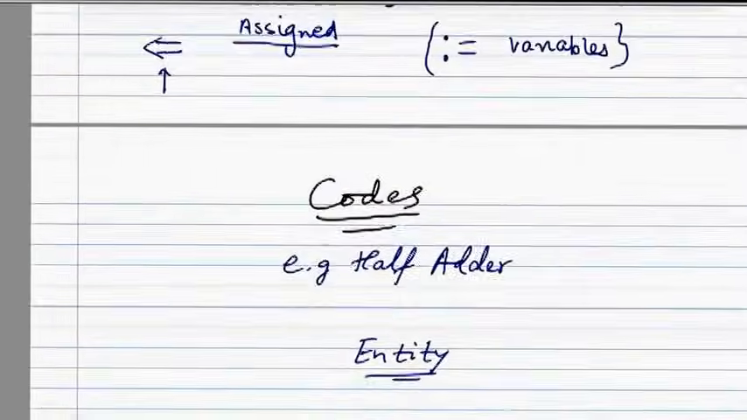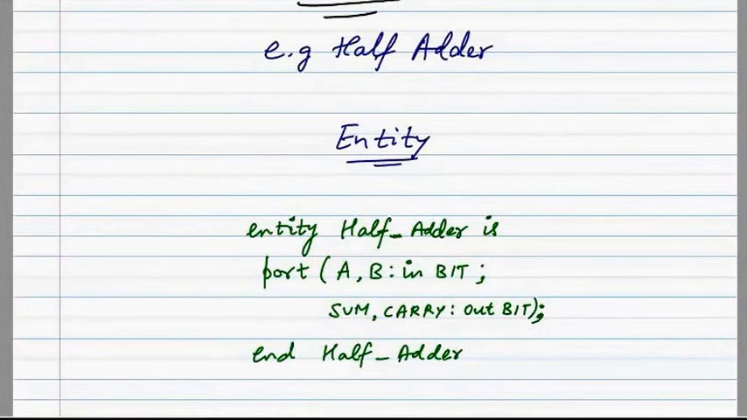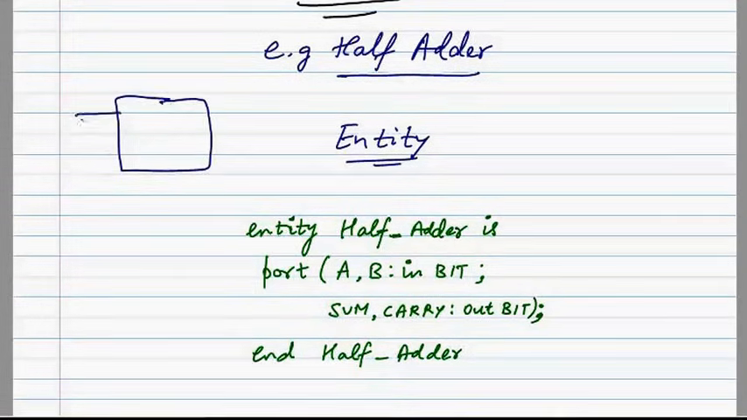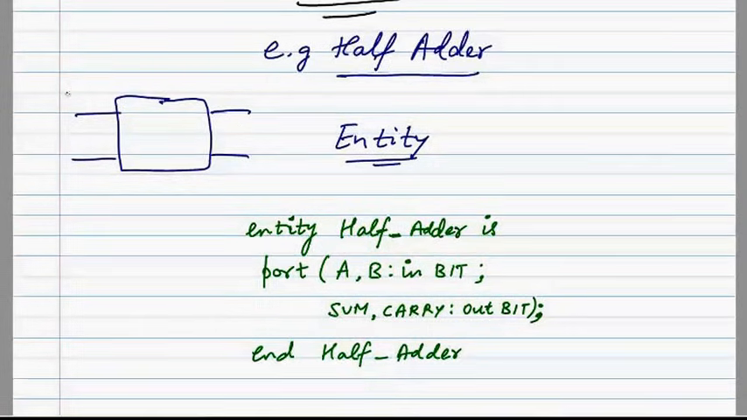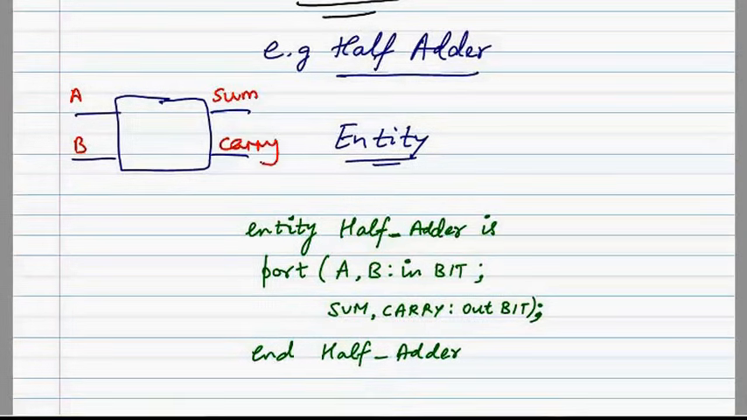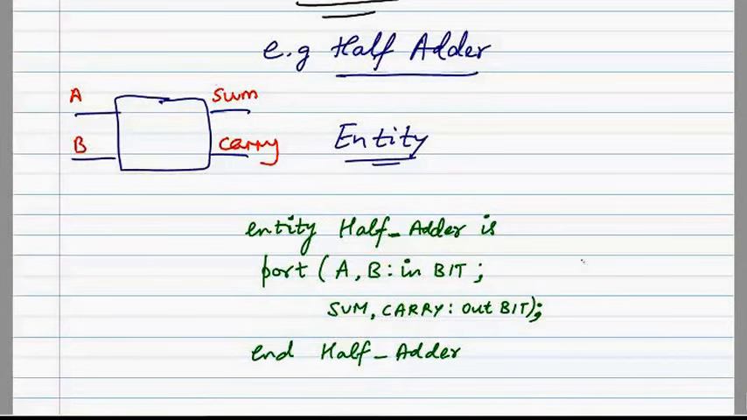So let's look at another example which you're more familiar with, which is a half adder. As you know, a typical half adder has 4 ports, 2 input ports and 2 output ports. The 2 input ports are A and B. The 2 output ports are sum and carry. As I said, the entity helps me specify the input and output ports. That's what I have done here. It is the same as before.